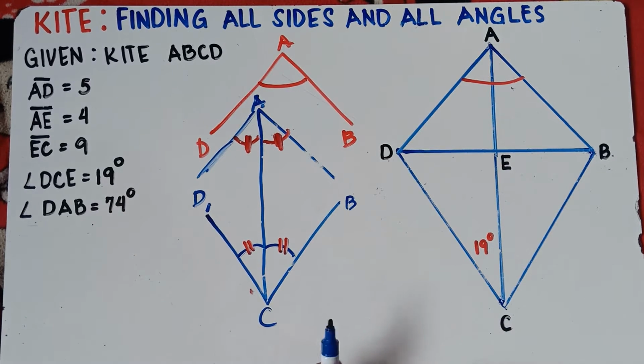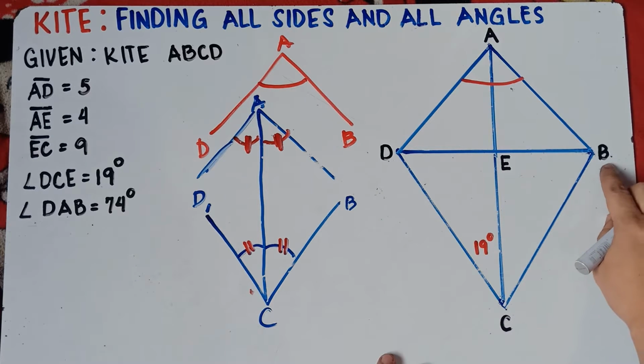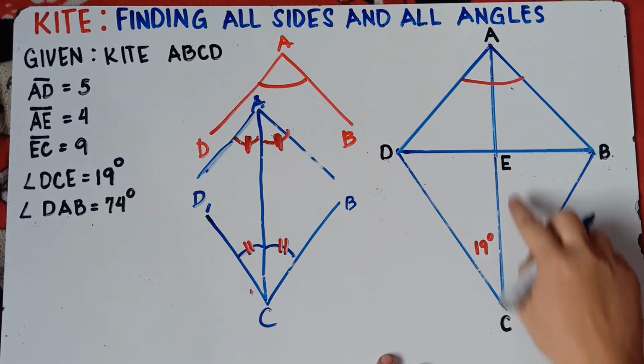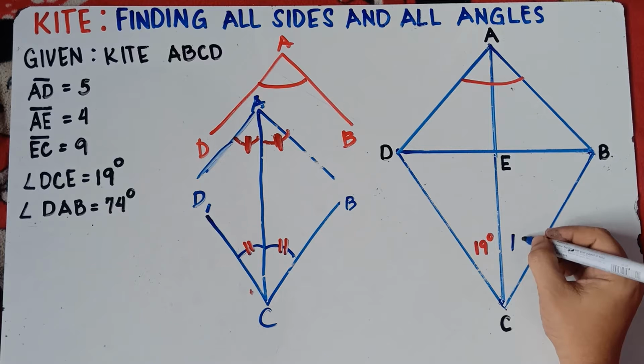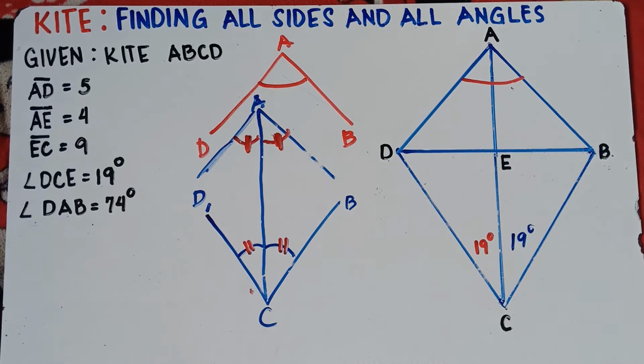I hope you got that one, class. So therefore, we can say that this angle BCE, or you can read this one as ECB, is also 19 degrees. So we're done with the first angle, 19 degrees.